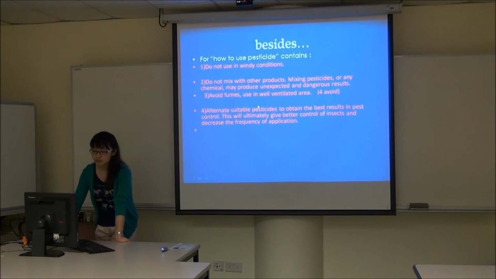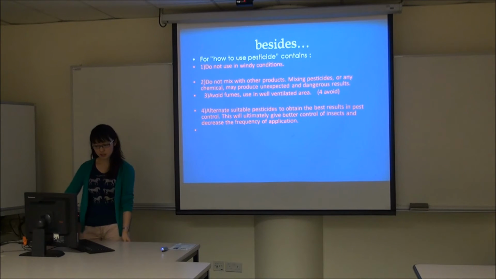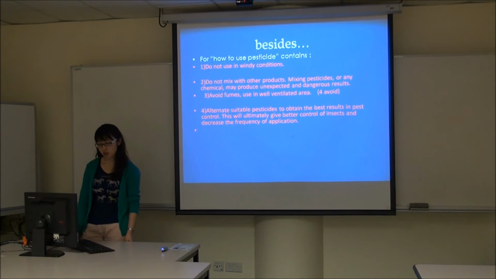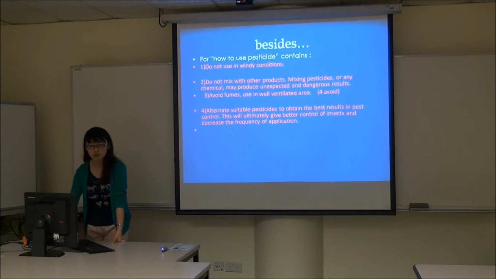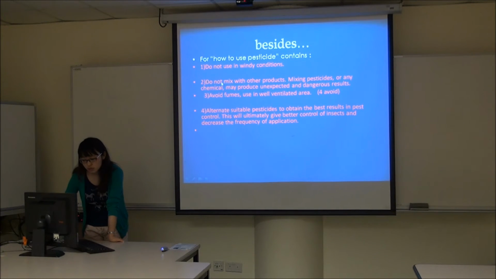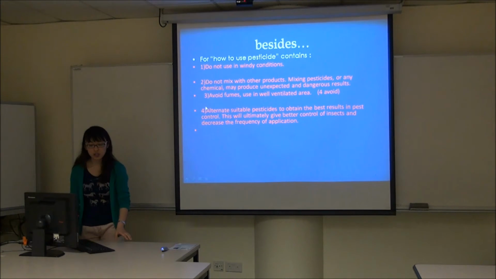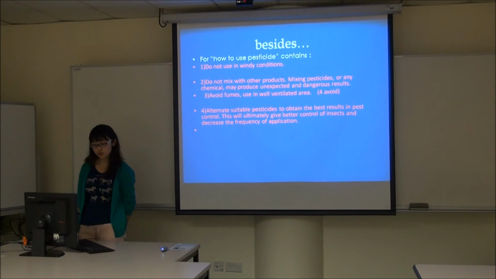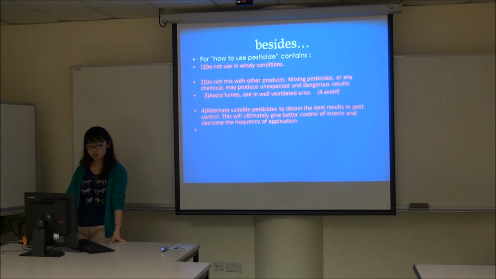And here are some more examples to illustrate how the negative effects are achieved in this text, like "do not" and "do not do something," "avoid food," etc. Also, you need to pay attention to the fourth sentence: "Alternate suitable pesticides to obtain the best results in pest control. This will ultimately give better control of the insects and decrease the frequency of application."